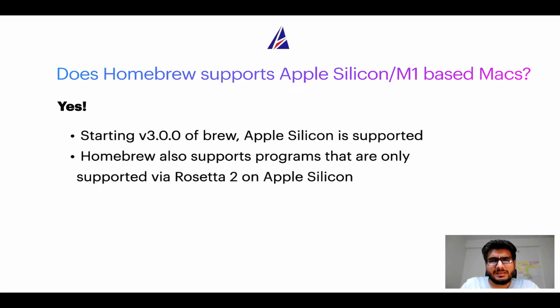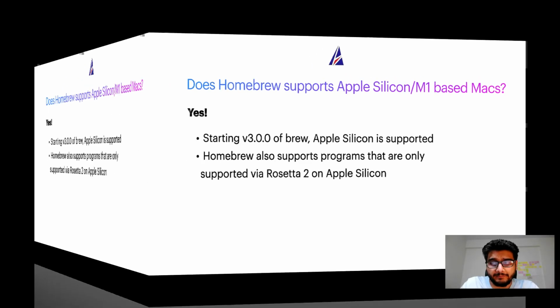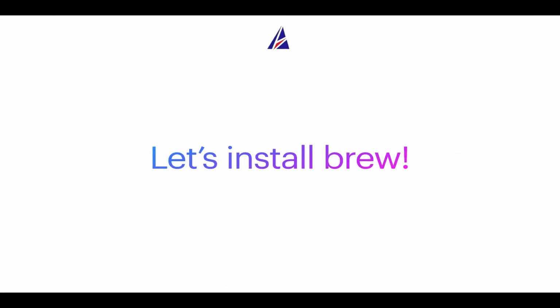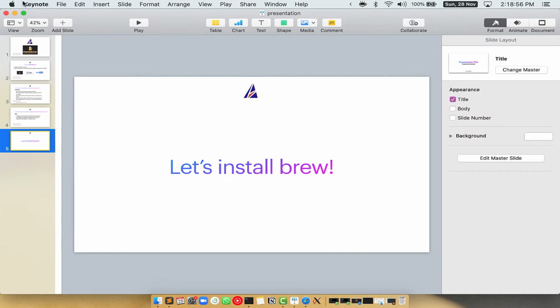Now that I have answered your questions on safety and compatibility of Homebrew, let's get to the installation process. Before we can install anything using Brew, we need to install the package manager itself, that is Homebrew, on your Mac. So let's see now how we can install Brew on Mac. Let me open my Mac here.